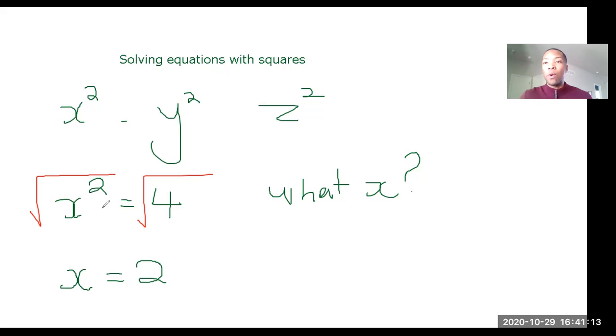Before, I had x squared and they asked me for x. They didn't ask me for x squared, so I have to get x. So I do the square root on both sides to find what x is.